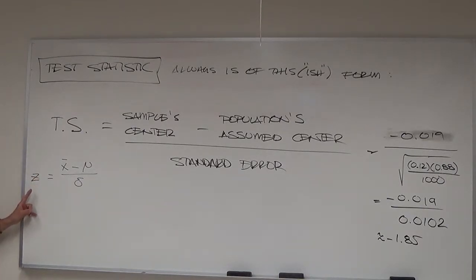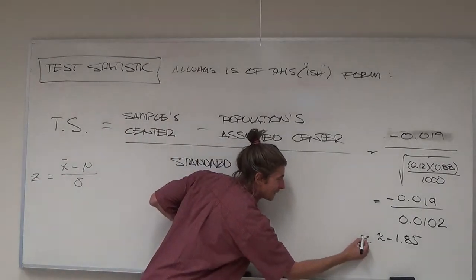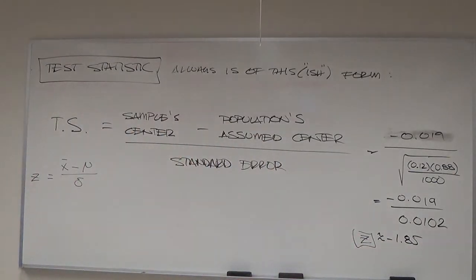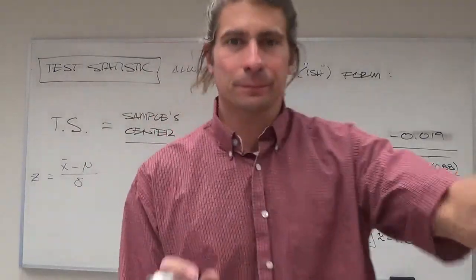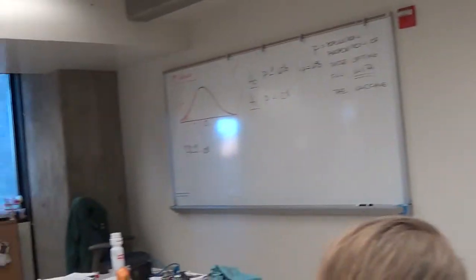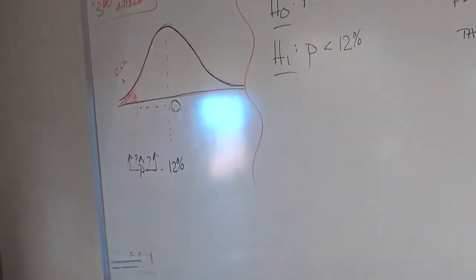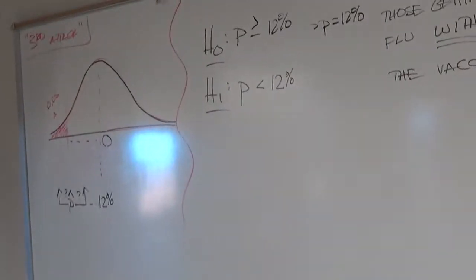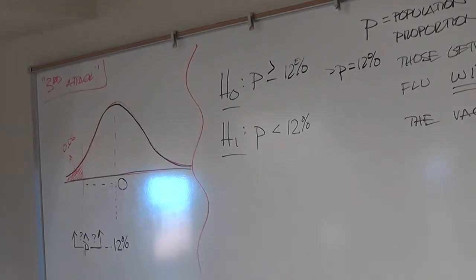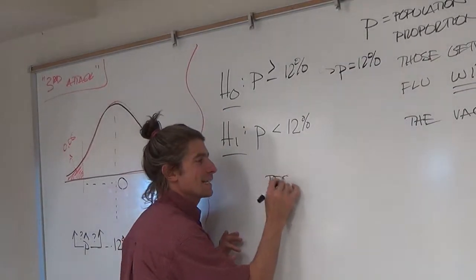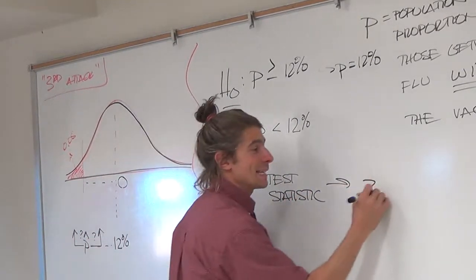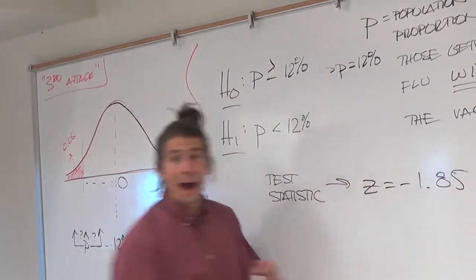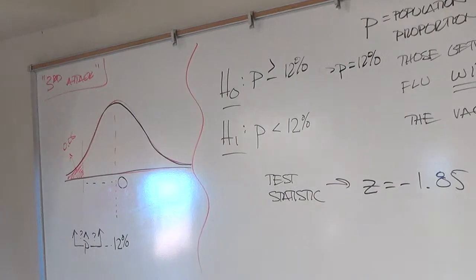It's a z-score. So this is a z. At the end of the day, it's a z-score. And that z has a place over there. So I'm going to swing over here again. Zoom in on that curve. We're going to come back. So right now, the test statistic for our data is z equals negative 1.85.